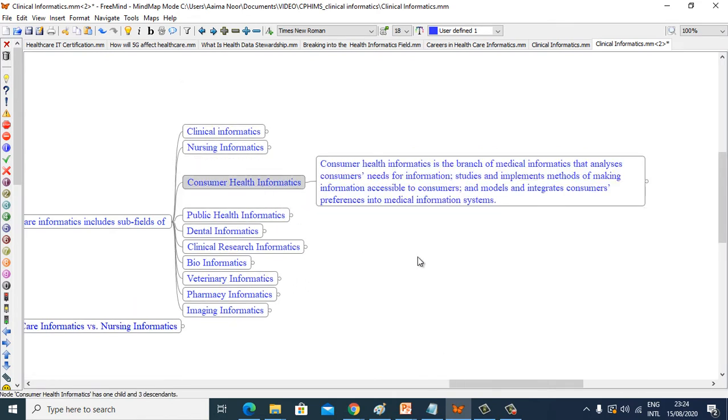Now see what consumer health informatics is. Consumer health informatics is a branch of medical informatics that analyzes consumer need for information, studies and implements methods of making information accessible to consumers, and models and integrates consumer preferences into medical information systems.